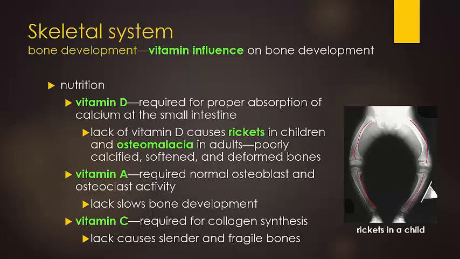Vitamin C is important primarily because it's a cofactor in the processes to building collagen fibers, so those collagenous protein fibers that are found within the bony matrix that provide strength to the matrix. It requires vitamin C in order to be made. And so the lack of vitamin C the result is slender and fragile bones, so bones that are brittle rather than being strong and hard.